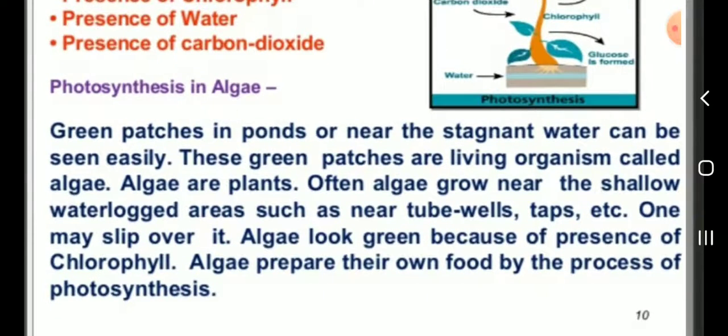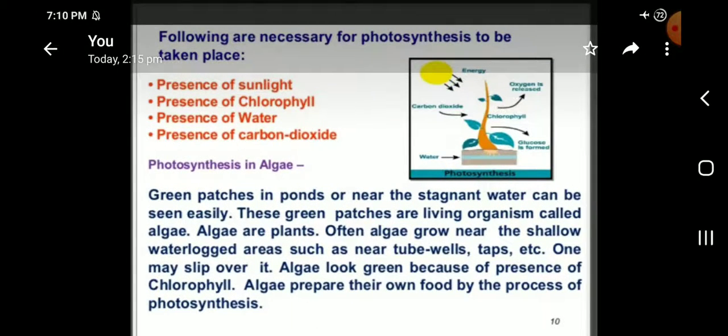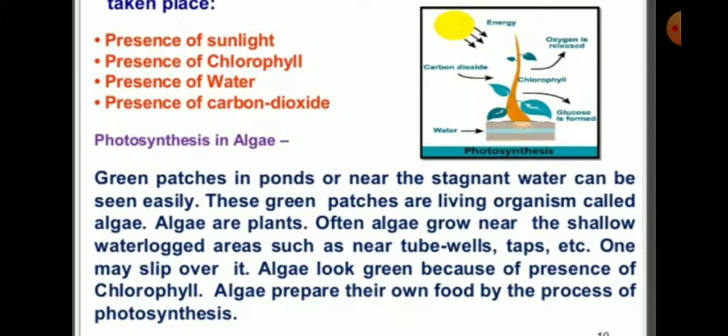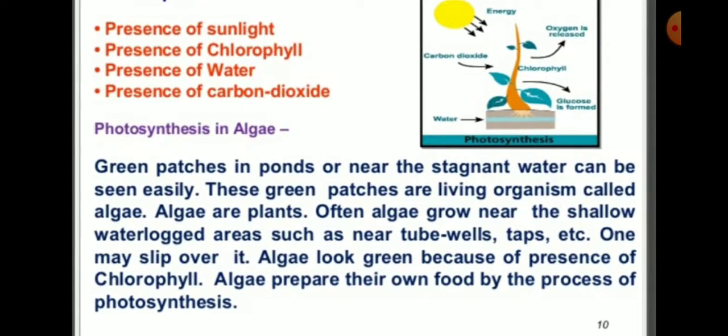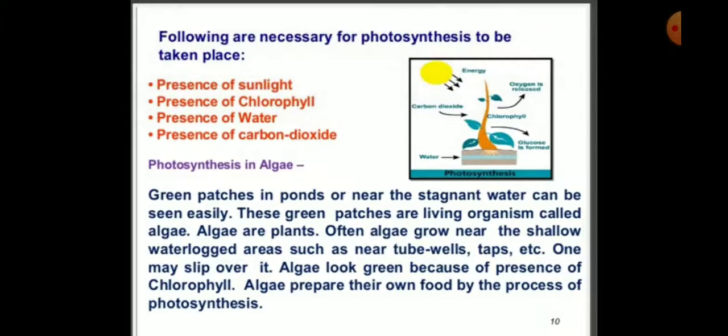Next, photosynthesis in algae. The green patches in ponds near stagnant water can be seen easily. These green patches are living organisms called algae. Often algae grow near shallow waterlogged areas such as near tube wells, taps, etc. One may slip over it. Algae look green because of the presence of chlorophyll. Algae prepare their own food by the process of photosynthesis. This is a photosynthesis picture.